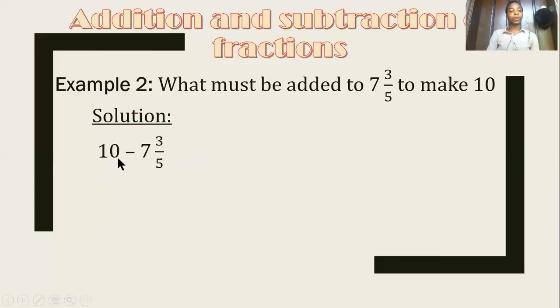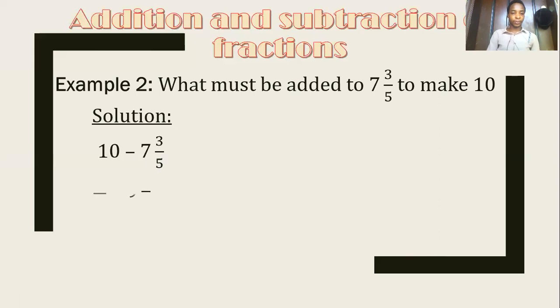Now, the 1 I borrowed will change to 5 over 5. Now, why is it 5 over 5? It's because the denominator for my other fraction is 5. So whatever your denominator is, that is what your 1 will change to. That means if I'm having 7 here, for instance, 1 will change to 7 over 7. If I'm having 10 here, 10 over 10, 100, 100 over 100, and so on. Just double up and down for the 1.